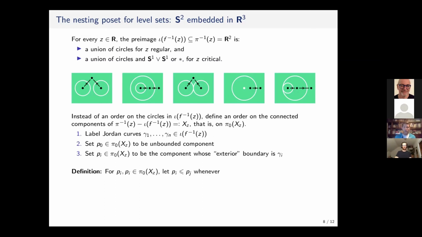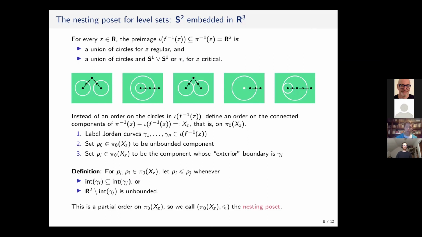And we're going to say that Pi is less than or equal to Pj whenever the interior of gamma I, so the associated Jordan curve, sits inside the interior of gamma j, or when R2 minus the interior of gamma j is unbounded. And the second point basically says that this nesting poset always has a largest element, and that's going to be the unbounded component here. And this turns out to be a partial order, mainly coming from the fact that set containment is a partial order. And so we call this set with this partial order the nesting poset.